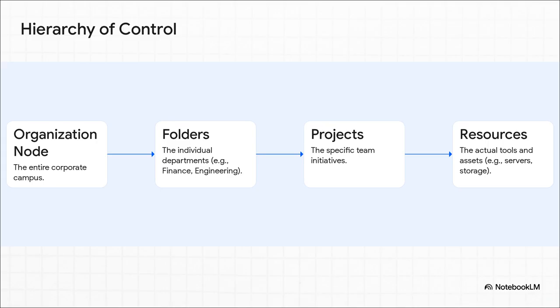Now here's the most important part. Policies and rules flow downwards. A rule you set at the department level automatically applies to every single thing inside it. It creates order from the top down.